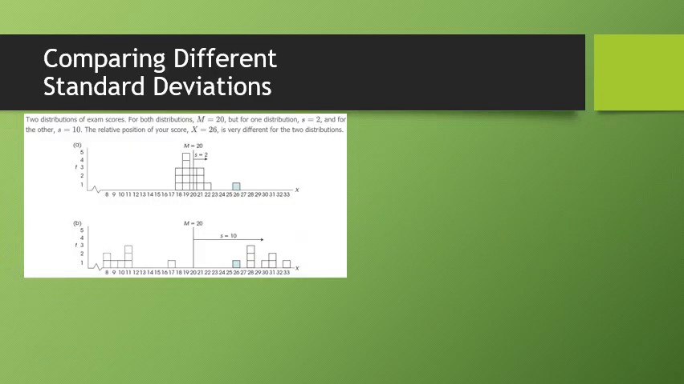All right, let's talk about comparing different standard deviations. Here I'm giving you pictures for 2 different distributions of exam scores. For both distributions, the mean is 20. But for the first distribution, the standard deviation is 2, and for the second distribution, the standard deviation is 10. And you made a score of 26 on both of these exams.